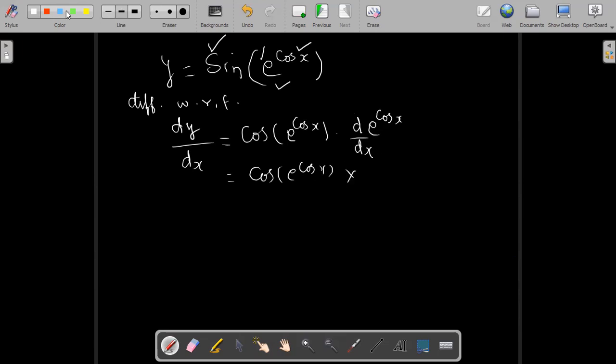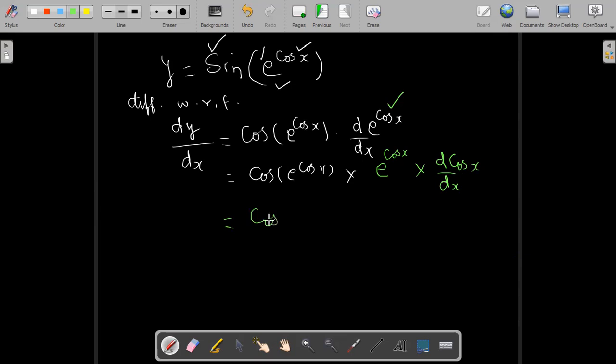Now you have to use the chain rule in this part. Here the outermost function is e to the power x, and the differential of e to the power x is e to the power x. So you will write e to the power cos x as its differential, and then go inside. What will you find inside? Cos x. So you will write d by dx of cos x. And then in the third step, you will write.